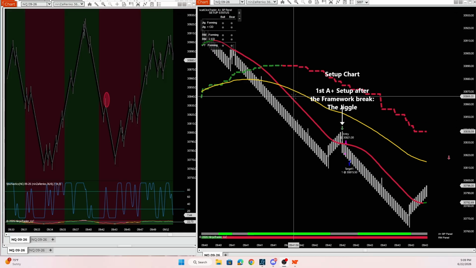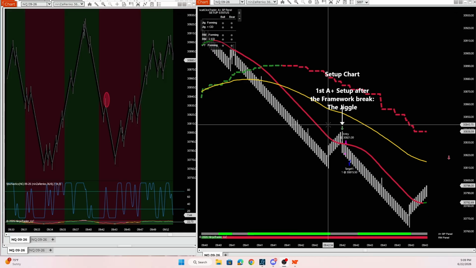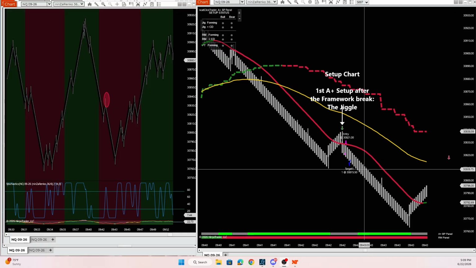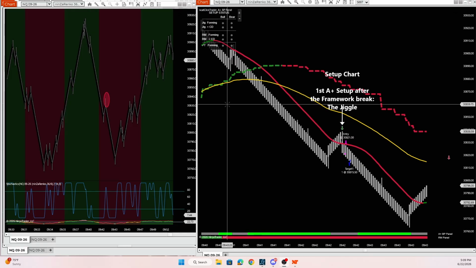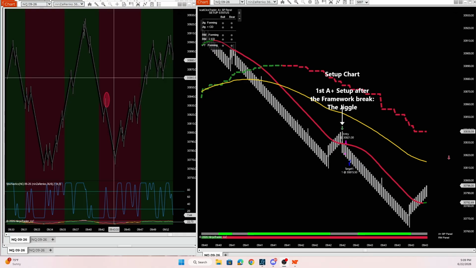And we flip over here to our setup chart. Now we apply our focus here, and we can see we take the first setup. It's the jiggle, which is our shallow pullback. We never know which setup is going to unfold on this chart. We just know the reason, our bias, and we know when to look for the setup.